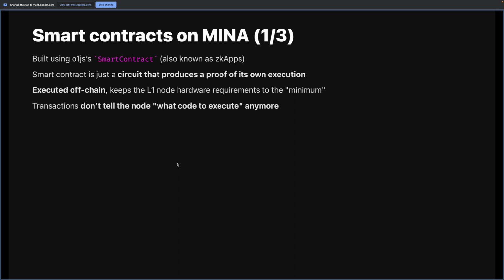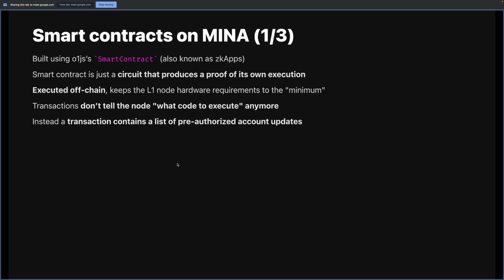Before, I said that originally transactions would be signed with an intent that would tell the node that the user is trying to execute, let's say, a smart contract method. Here it's different. The user executes the smart contract themselves in their browser off chain and sends the proof of execution to the chain itself.